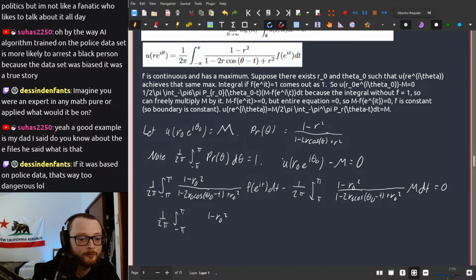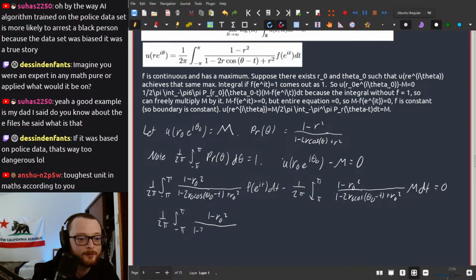One minus r naught squared minus two r naught cosine theta naught minus t plus r naught squared, and then f of e to the it minus m dt equals 0.